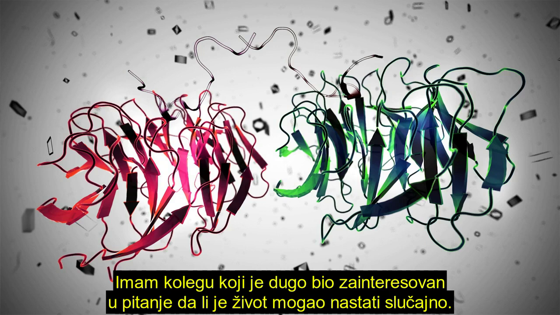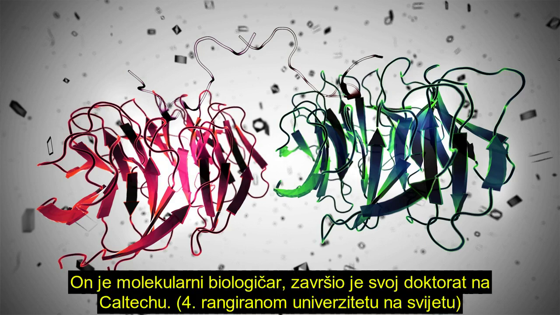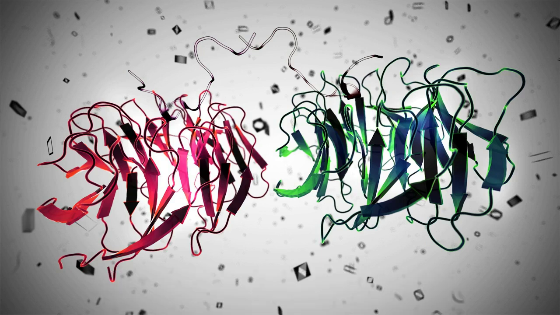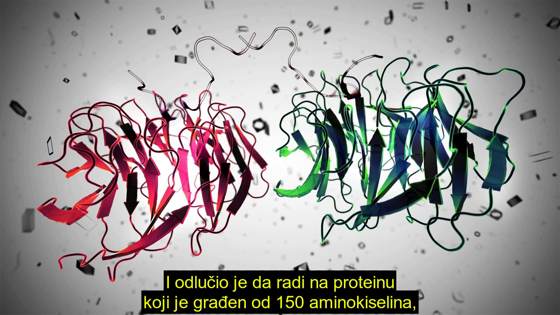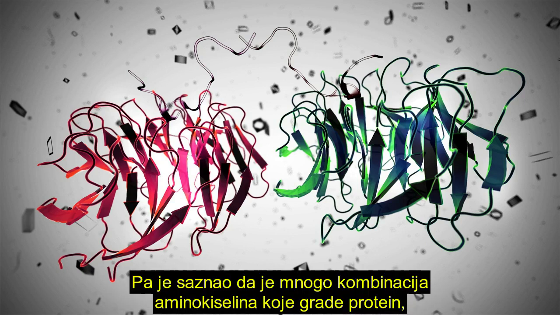So I have a colleague who's been interested in the whole question of whether or not life could arise by chance for a long time. His name is Doug Axe. He's a molecular biologist. He did his PhD at Caltech. He worked for 14 years at Cambridge University, and he wanted to find out how common or how rare are the functional sequences of amino acids among the big space of all the possible amino acids there are. And he chose to work on a protein of about 150 amino acids to start to get an answer to this question. Now, what he did is he found that there were indeed many combinations that produced functional proteins.